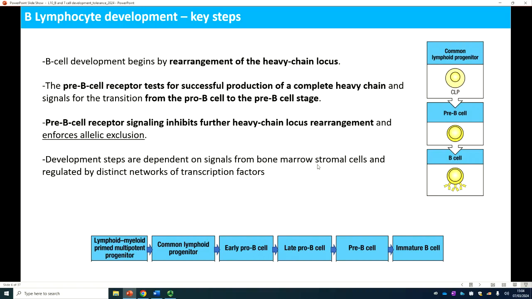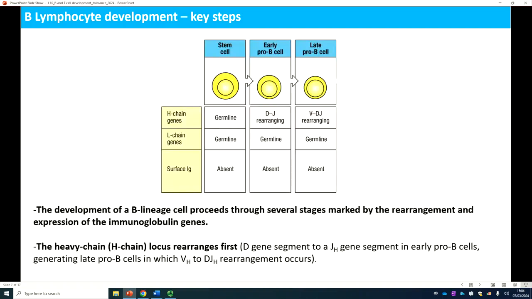And these steps are all dependent on signals from that microenvironment. So in this case, we've got our bone marrow stromal cells, and also you're getting regulation through particular transcription factors as well. So if we look at that in a little bit more detail, all the key steps.